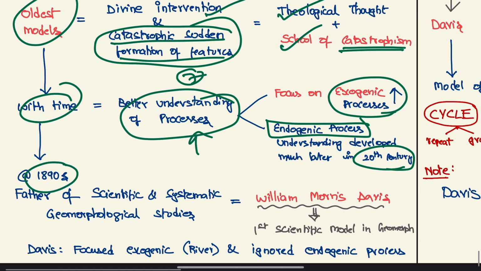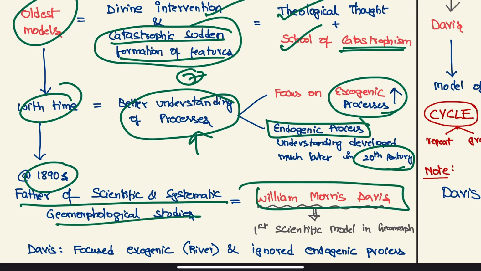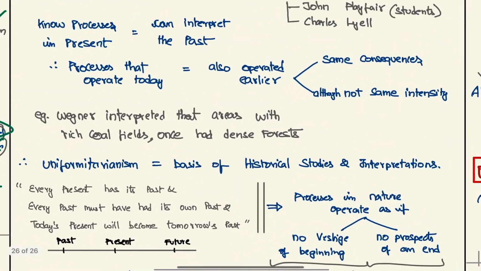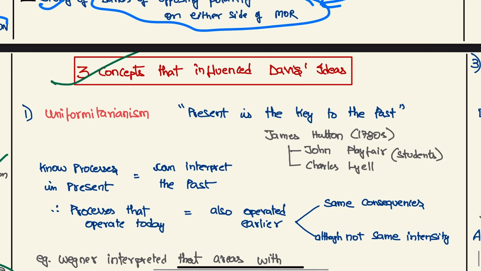In the 1890s, the father of systematic and scientific geomorphology studies, W. M. Davis, gave the first scientific model in geomorphology. Like I said, until the late 20th century the focus was on exogenic forces. Therefore, Davis also focused on the exogenic processes, especially rivers, and ignored the endogenic processes. Now, three concepts influenced Davis's idea.